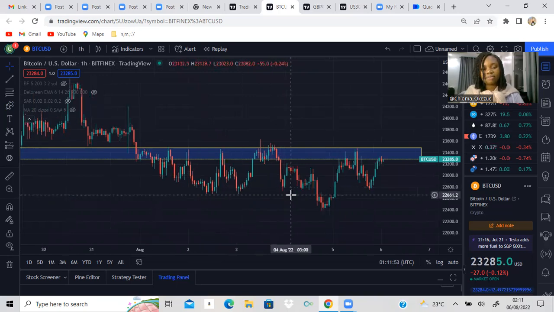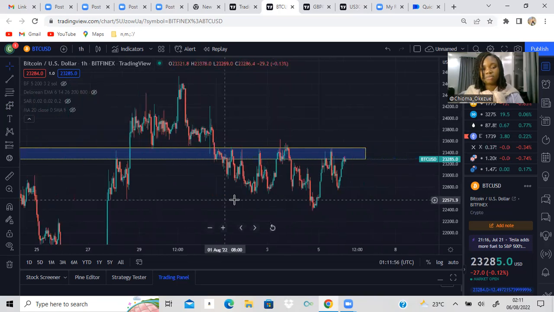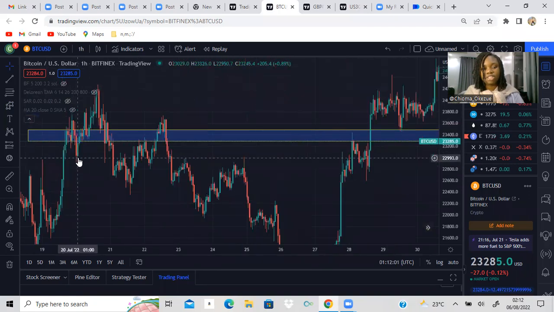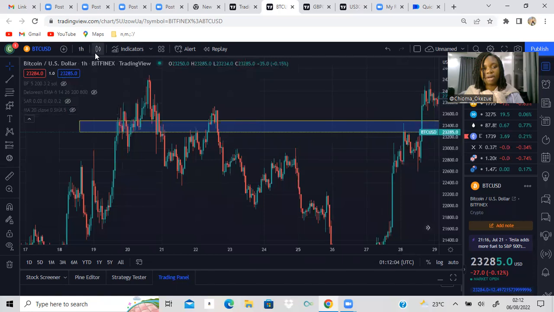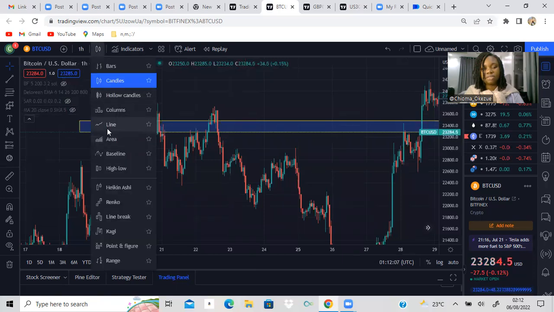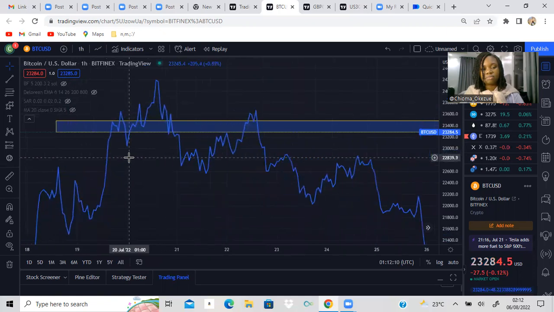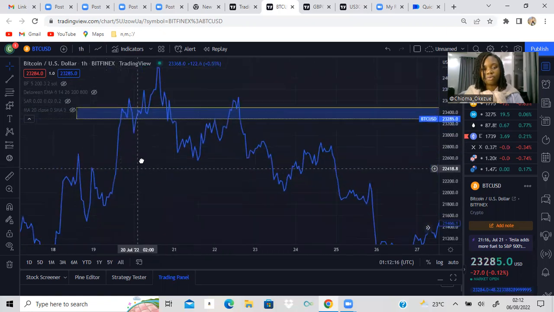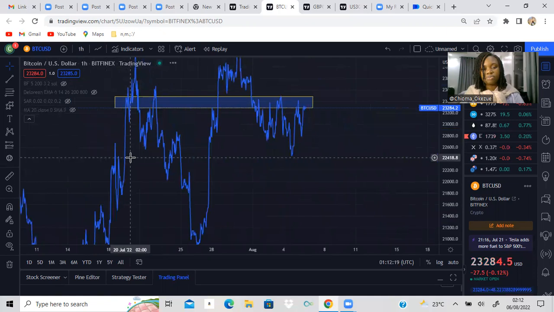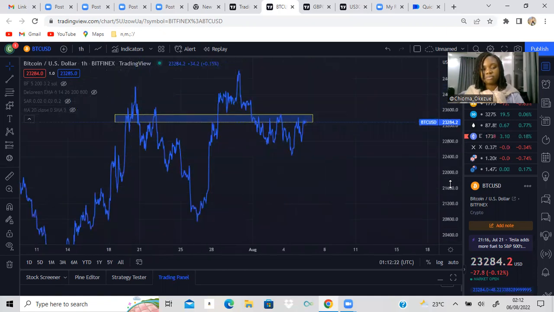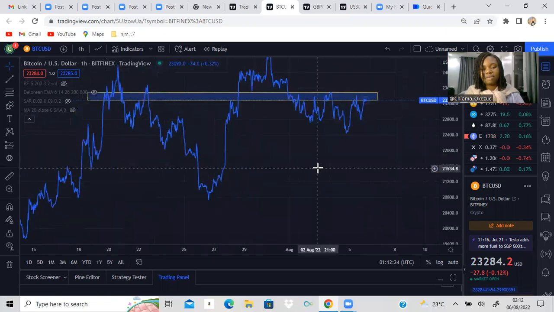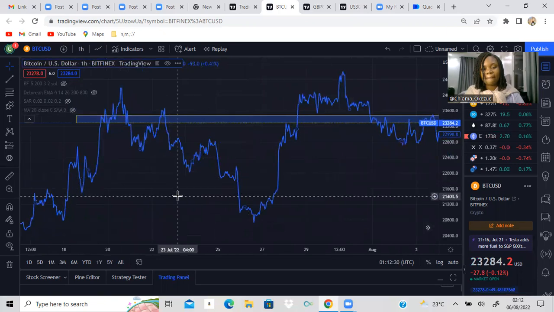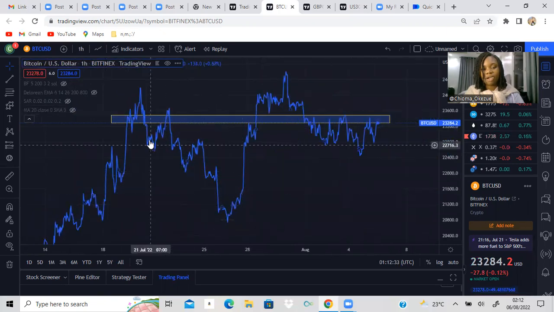So over here, looking at the Bitcoin, we change to line chart. Bitcoin on the 1 hour, line chart. Let's squeeze in here. This is an uptrend, right? But I'm liking what happened here.